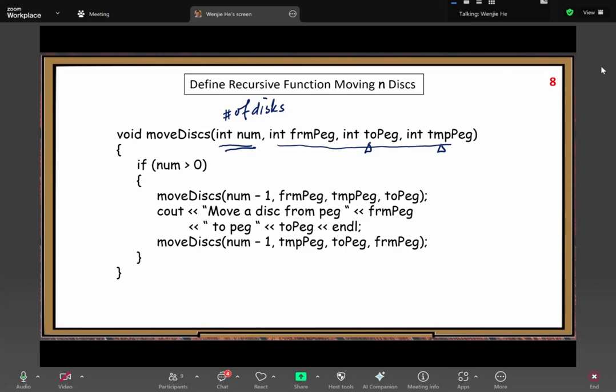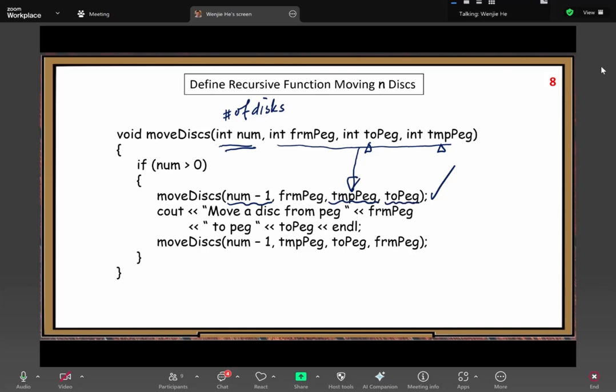The first time we call the function recursively, the disk number is reduced by 1, and you need to change the roles of the 3 pegs. The beginning peg stays the same. Then your destination should be the temporary peg, and your destination peg you use as the temporary one.